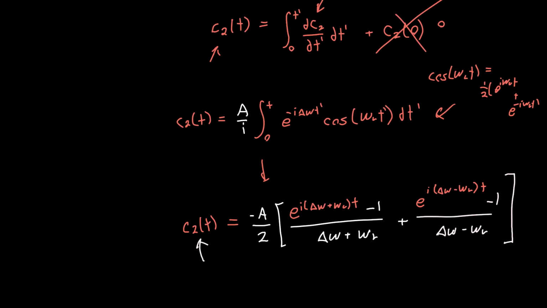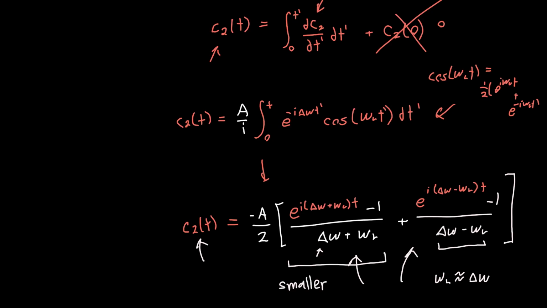So we've actually got now a solution for C2 as a function of time. We had to make a couple approximations in getting there, and we're going to make some more. I'm going to say that we're really only interested in frequencies very close to delta omega, where omega L is approximately equal to delta omega. Then the term on the right-hand side is much, much larger than the term on the left-hand side, because this has a delta omega minus omega L in the denominator, and this has a delta omega plus omega L. So in general, this term is always going to be smaller.